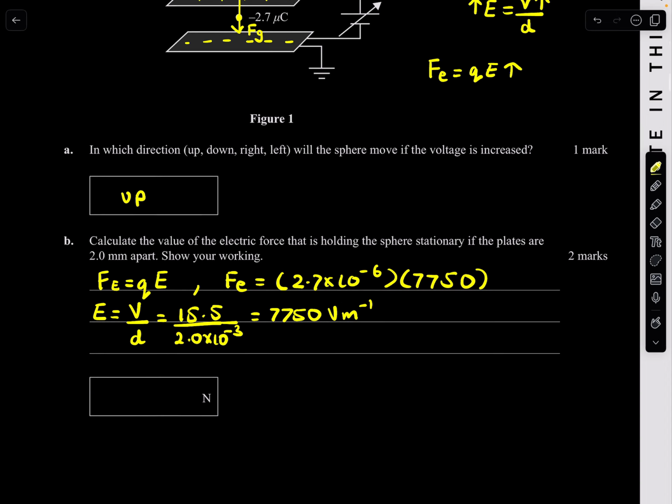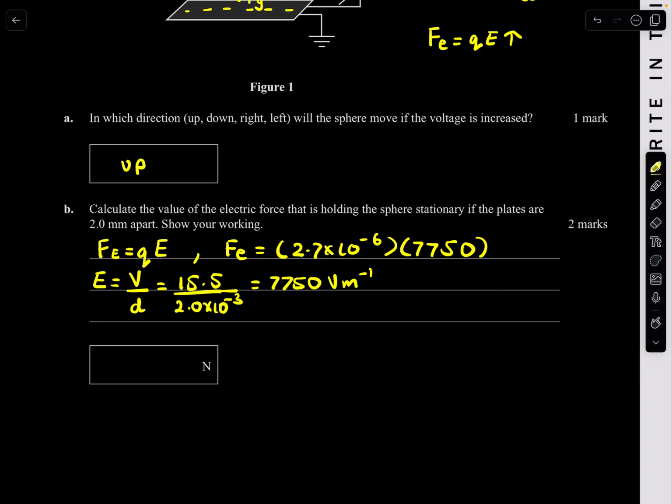So let's multiply these two together, and we should get our force. That gives me, to two significant figures, 2.1 times 10 to the negative 2. I just want to double check that on my calculator. Yep, that looks good. Beautiful.